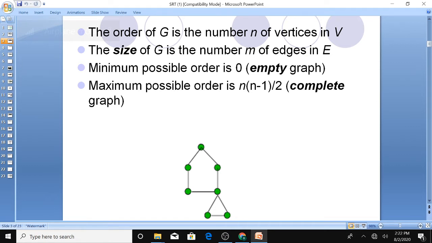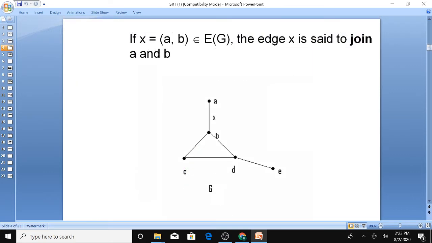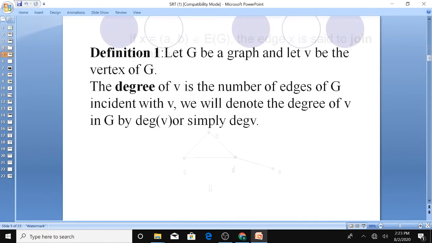By order, we mean the number of vertices in the graph, and by size, we mean the number of edges of the graph. So the minimum possible order is 0, that is the empty graph, null graph. And the maximum possible size is for a complete graph, that is n(n-1)/2. For example, here in the graph G, x is an edge joining A and B, where A and B are 2 vertices.